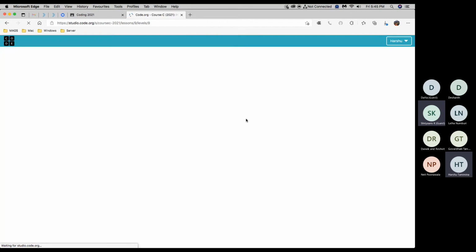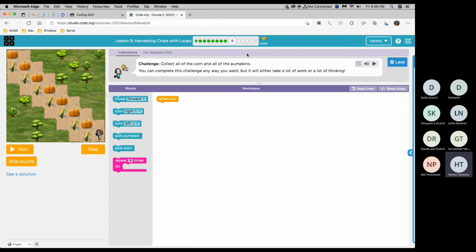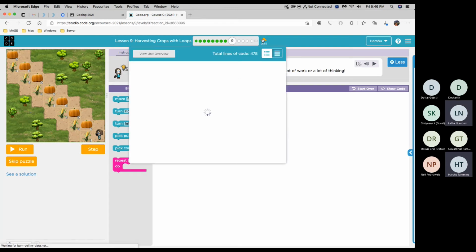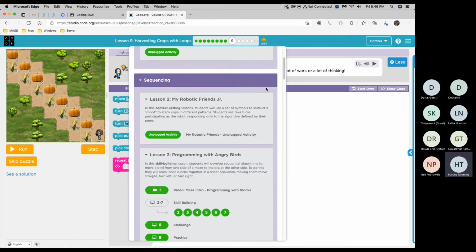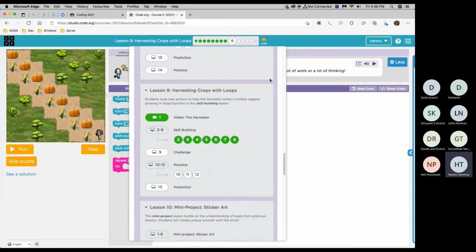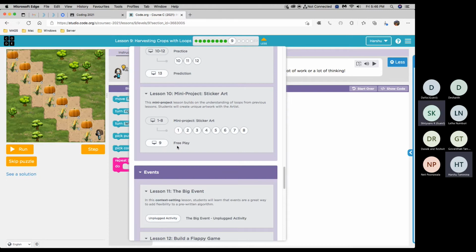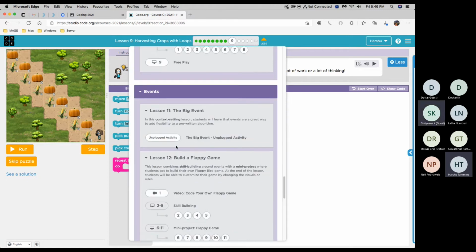Should we do the challenge puzzle? Or yeah, you can. So just continue, like when you're doing the homework, just make sure you go through the ones we did in class and just finish that off if you haven't already. So in lesson 9, the 9th challenge till the 13th will be homework. And if there are any extras, we'll do lesson 10 as well.